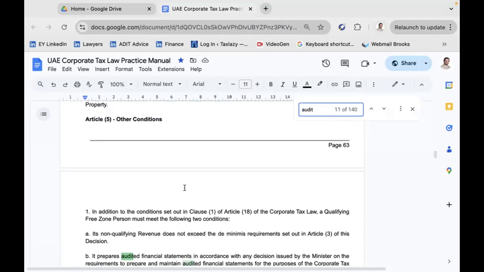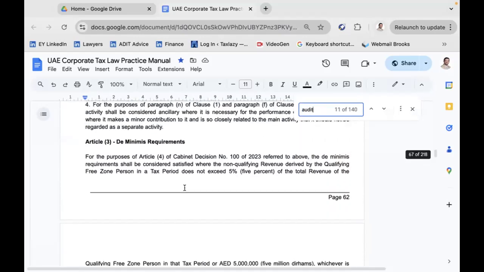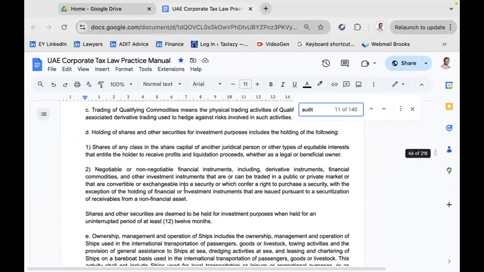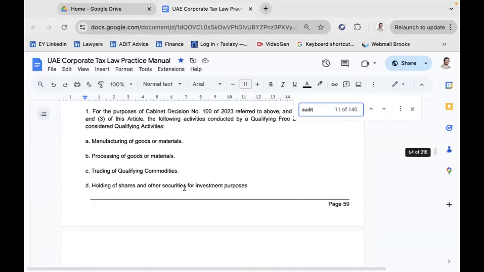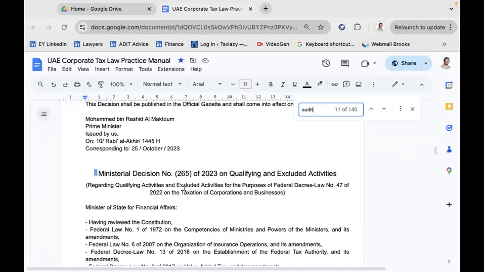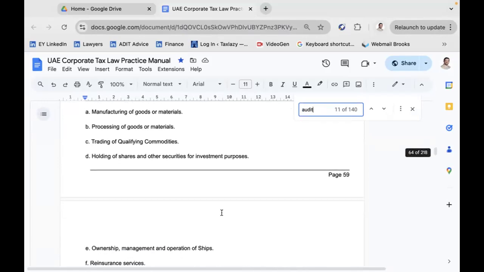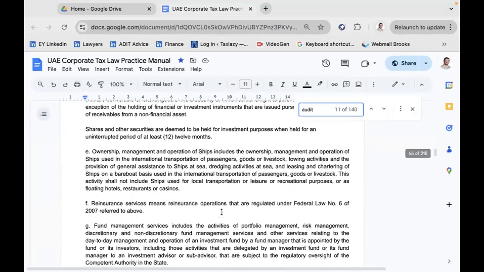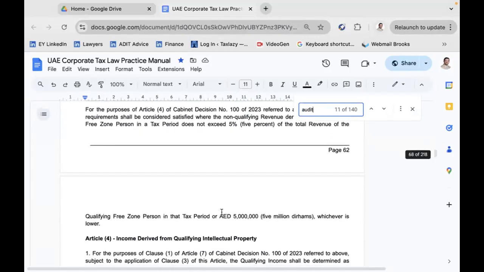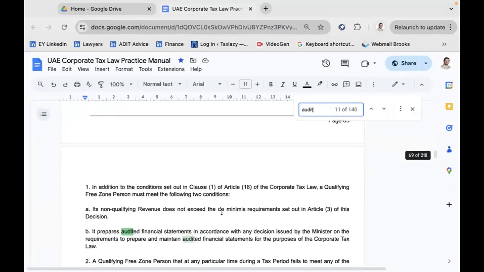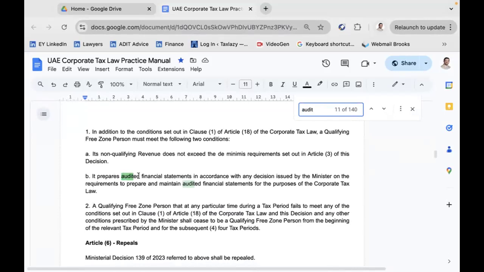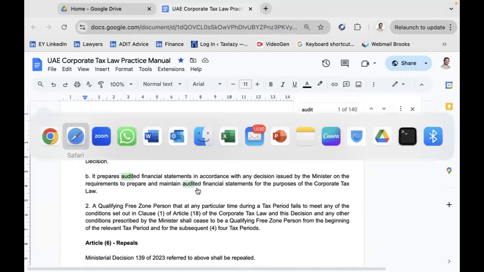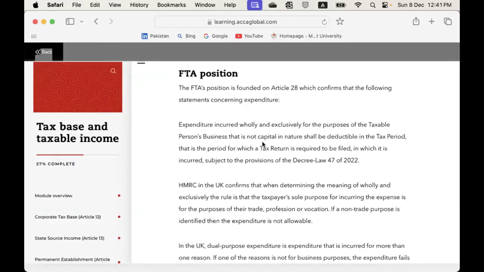I think this is the one. Ministerial decision number 265. In this decision, you will find that the qualifying free zone persons are required to prepare audited financial statements, irrespective of their revenue. If it is a qualifying free zone person, they must prepare audited financial statements. Clear? Anyways, coming to the next.